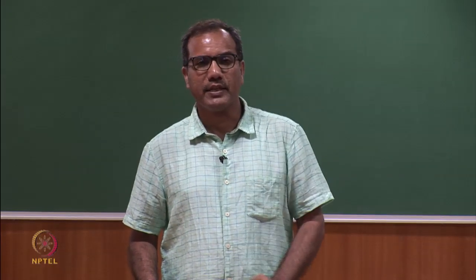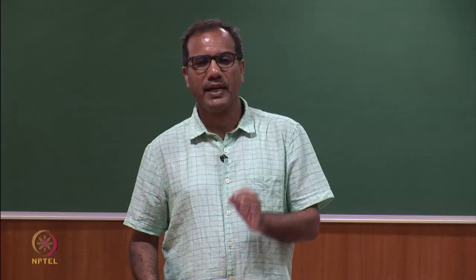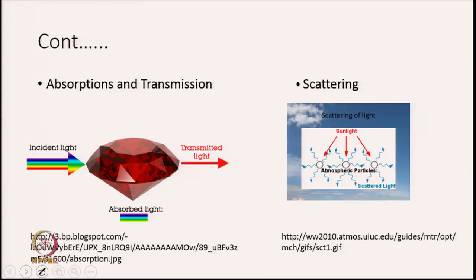The color of an object can be due to absorption and transmission. This particular gem looks red because it transmits the red color. When light is incident on this kind of gem, it transmits only the red color, and that is why it looks red. Other colors are absorbed.